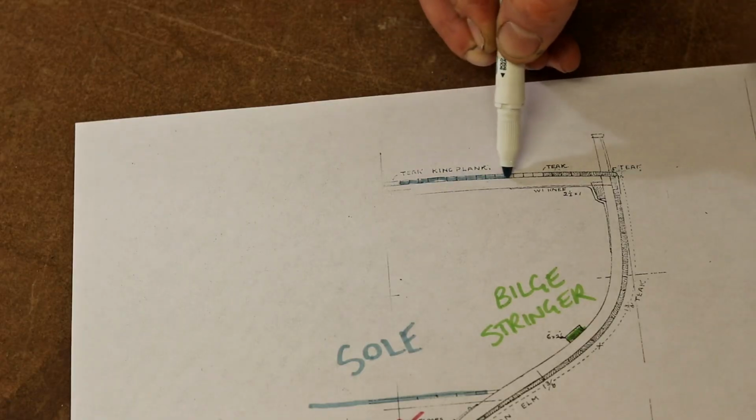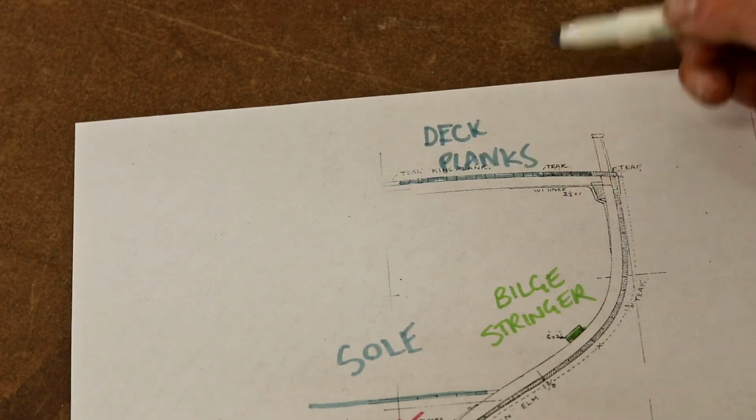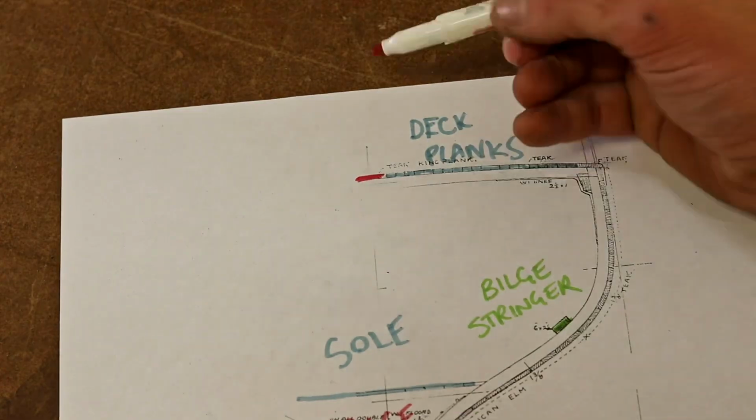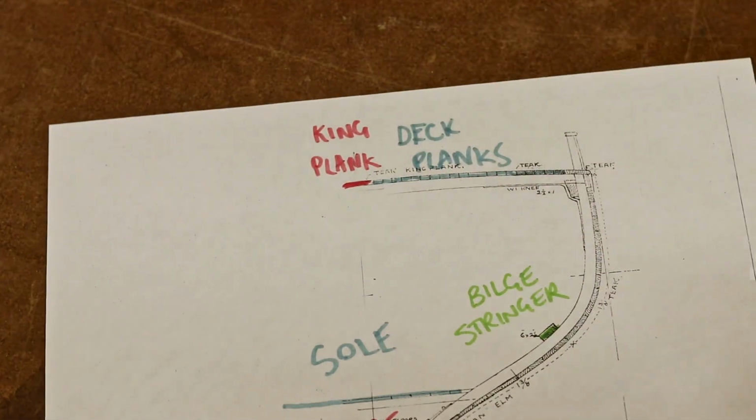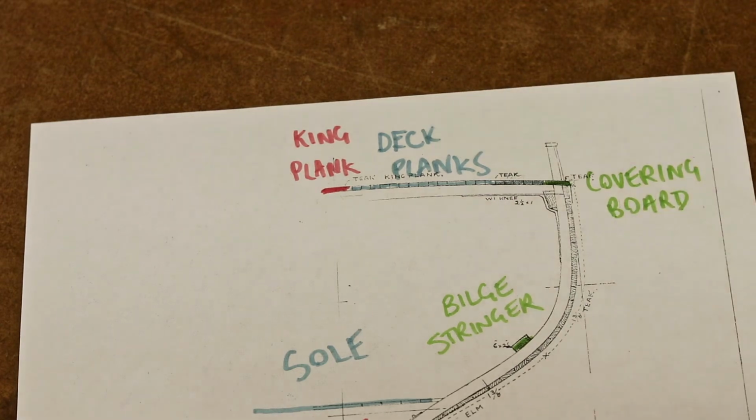On top of the deck beams, the deck itself is traditionally constructed with deck planks. These can be straight or they can be swept with the curve of the deck. On the centerline of the boat, there's usually a wider plank or several, which is called the king plank. And at the outsides of the deck, there are also often wider boards, which are called covering boards, because they cover the joint between the deck beams and the frames.